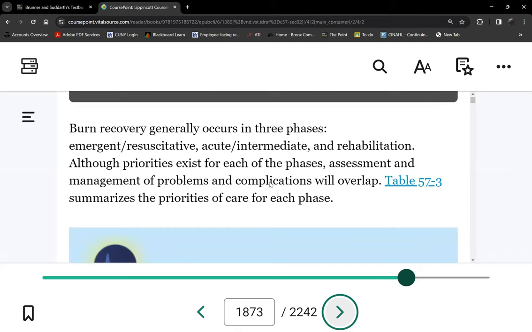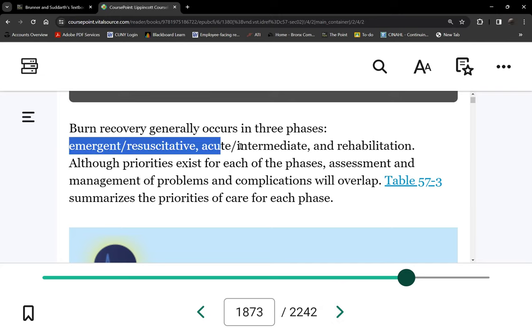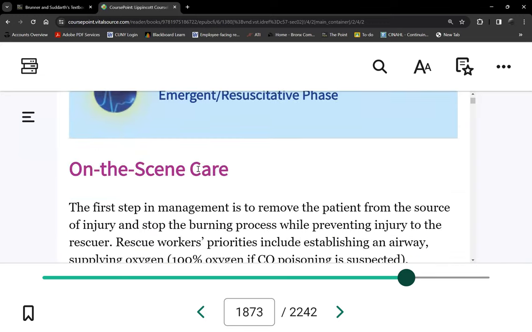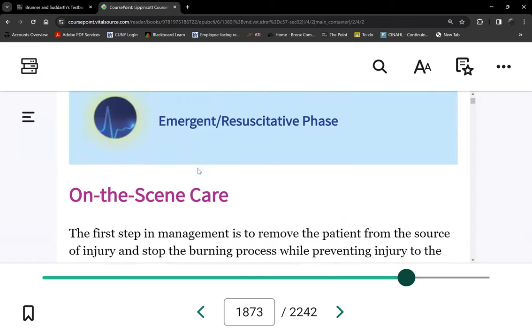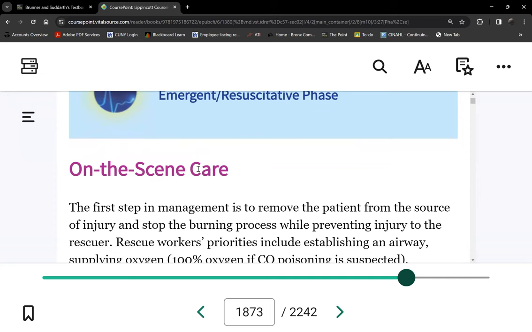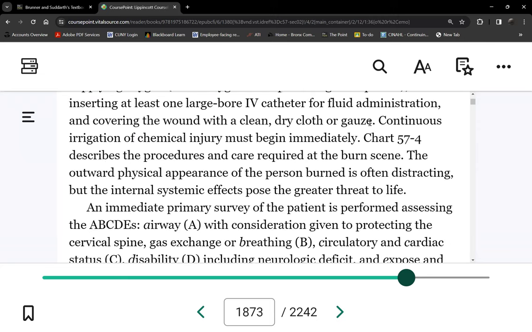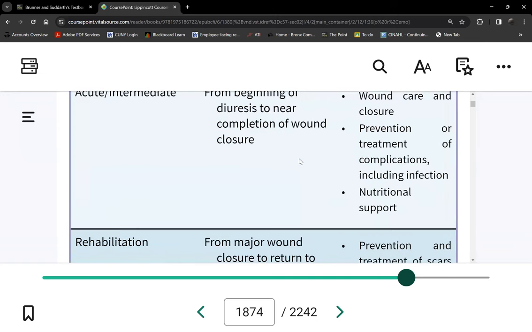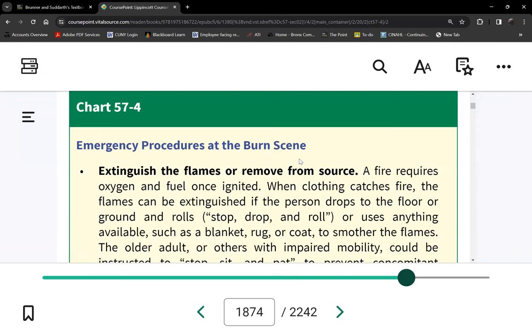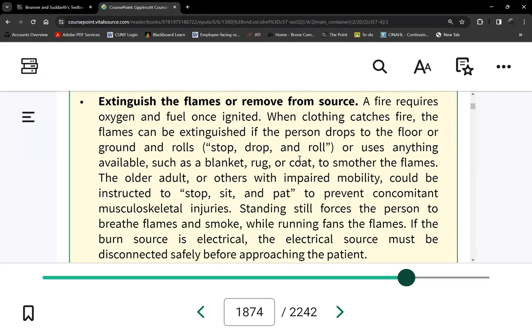All right, management now. So there are three phases. We will only discuss the first two, emergent or resuscitative, and the acute or intermediate. Rehabilitation will take years, if not a lifetime. So before the emergent or resuscitative phase, I mentioned earlier, there's a pre-hospital period, right? So on the scene, someone is bound to have provided first aid somehow to the patient. So we have a chart that will describe our interventions. Here it is, chart 57-4. Please use common sense when using these, depending on the scenario on the test question.